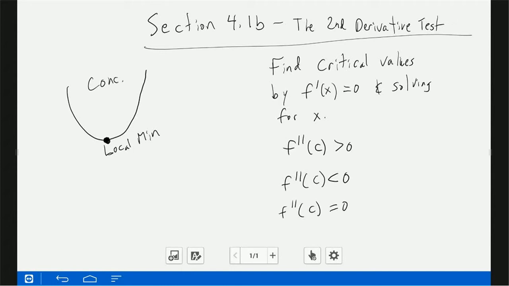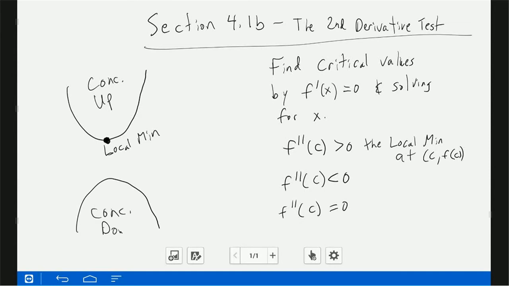So this is concave up, so we have a local min. Anytime the second derivative gives us a positive value for that critical value, then we have a local min at that critical value, comma, the y value that you'd have to calculate. Plug into the original function to get your y value. If the second derivative comes out to be negative, that would be concave down. That's just basically flipped over. Then you have a local max, basically a high point on it. So then local max at c, comma, f of c.